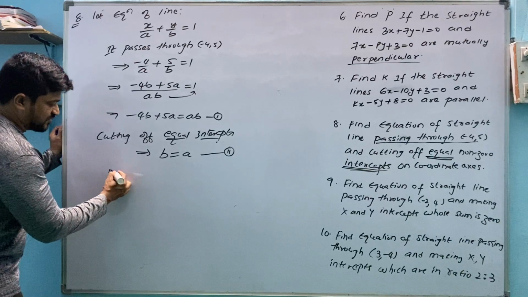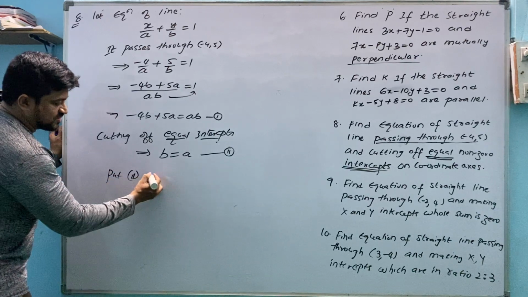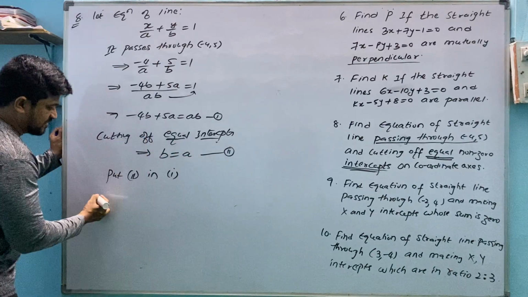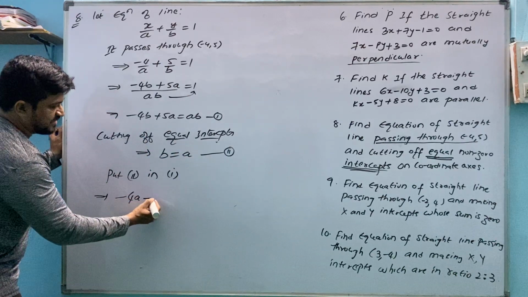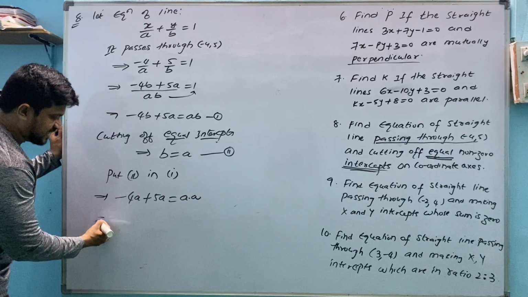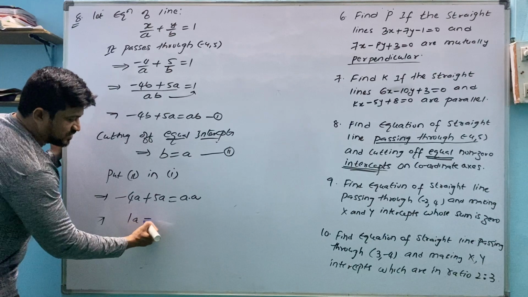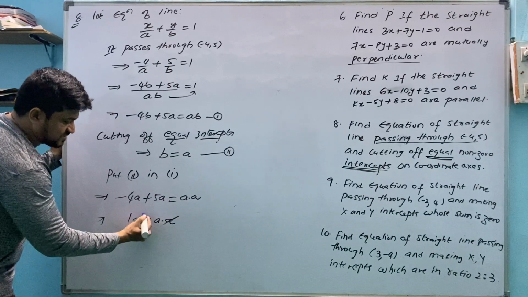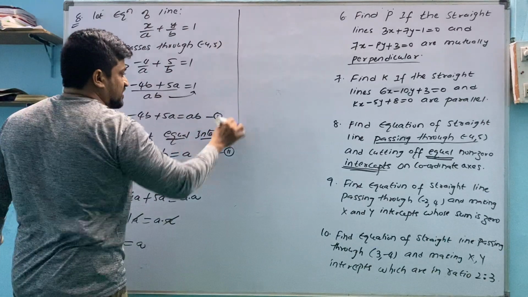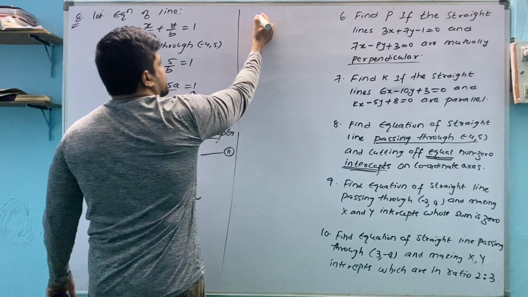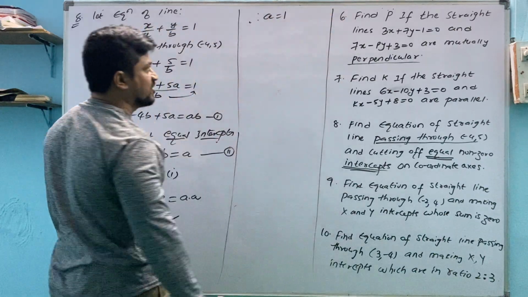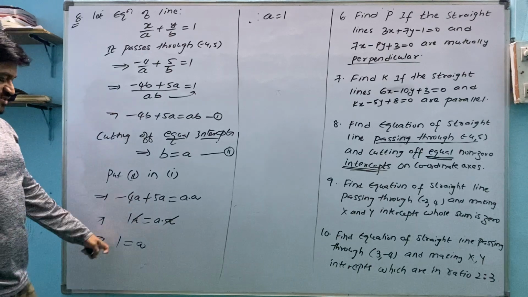Now we have to substitute second in 1. Put second equation in first equation. So in place of b, we will substitute a. So this becomes minus 4a plus 5a is equals to a into a. Minus 4a plus 5a is 1a equals to a square. Cancelling a, 1 is equals to a. So what I got after substituting, a is equals to 1.